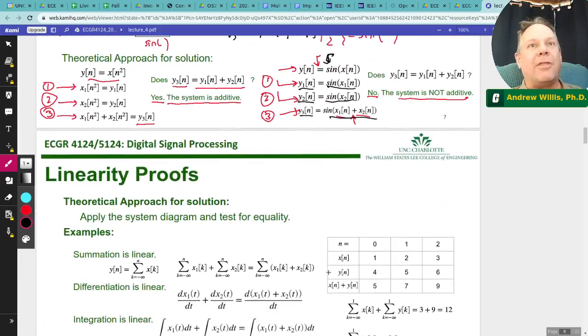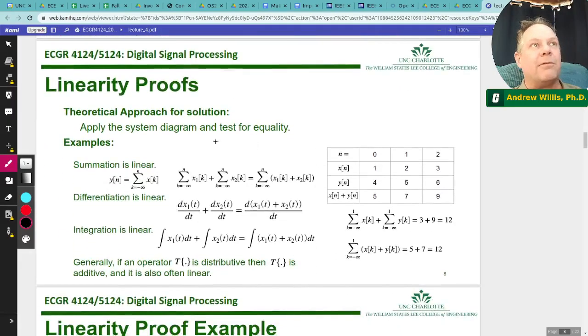Thank you. Yeah, thanks. So, linearity proofs. Again, the approach for solution is to apply the diagram and test for equality. Here's a summation, like we're doing an integral, right? You surmise that integration is linear because I already told you that. But all of our differential calculus is linear too. So differentiation is linear, integration is linear, all of that stuff, and that's what's said here on the slide. But let's go ahead and apply it.